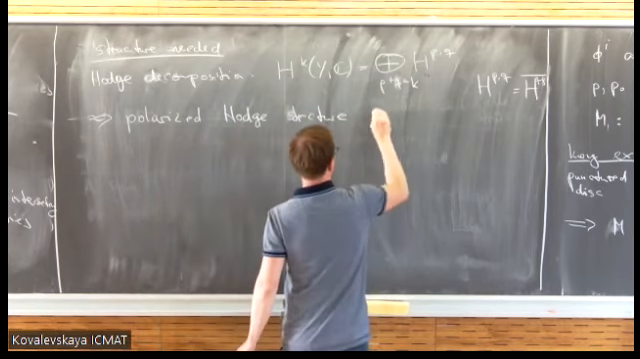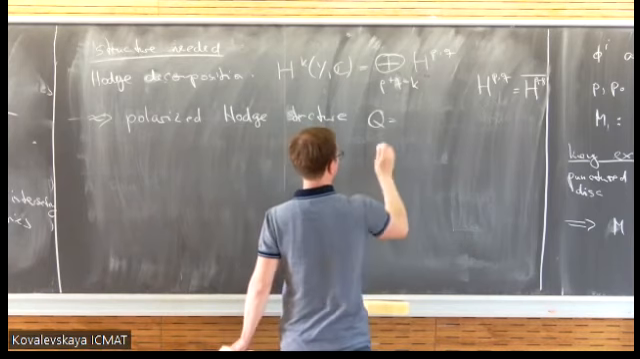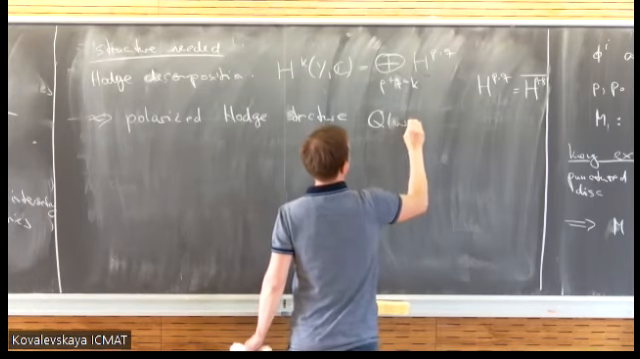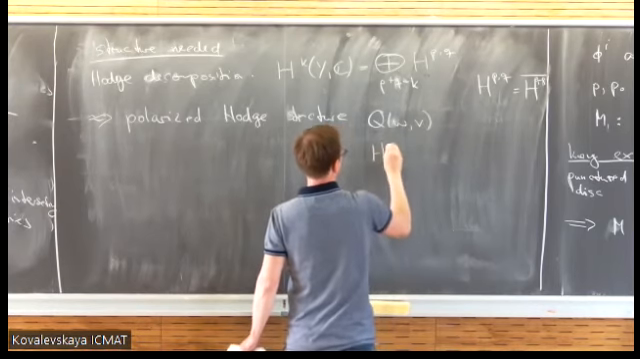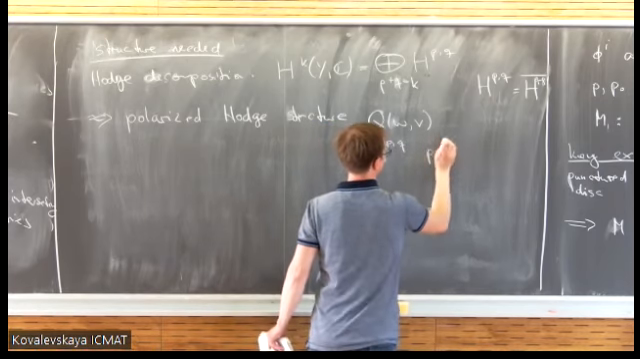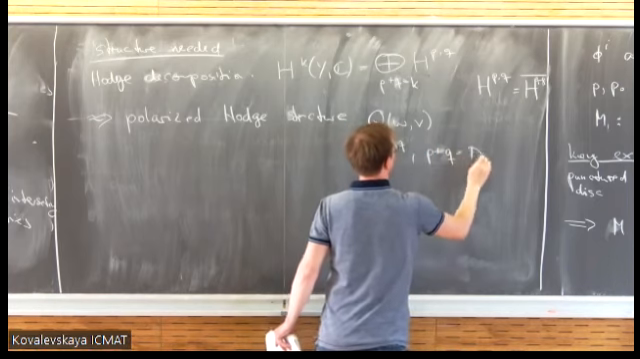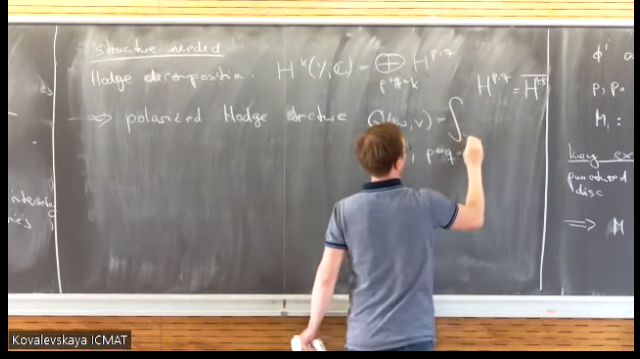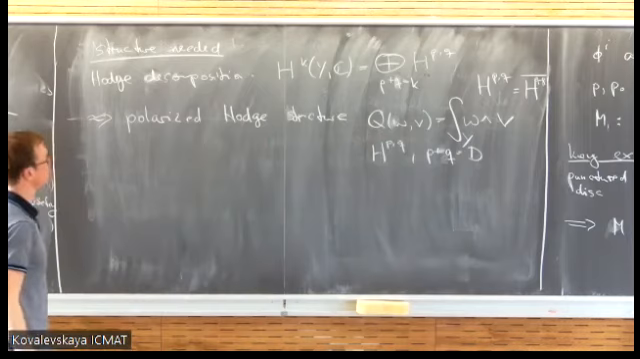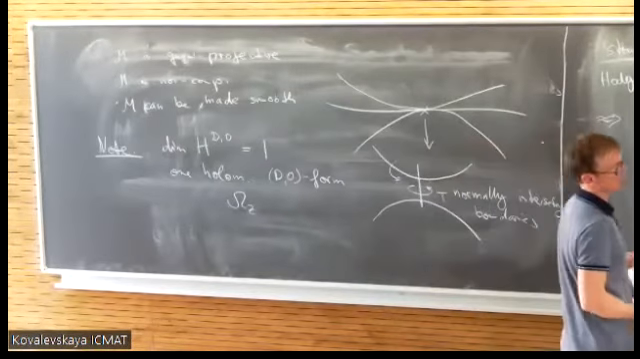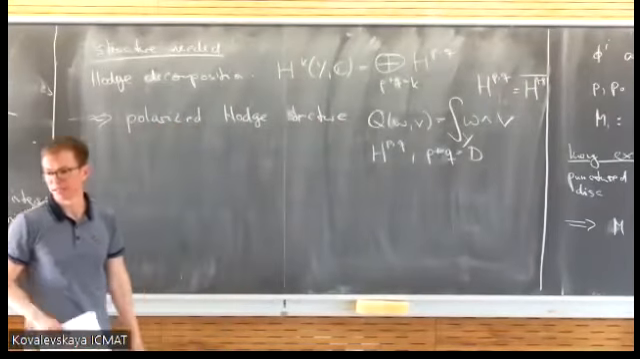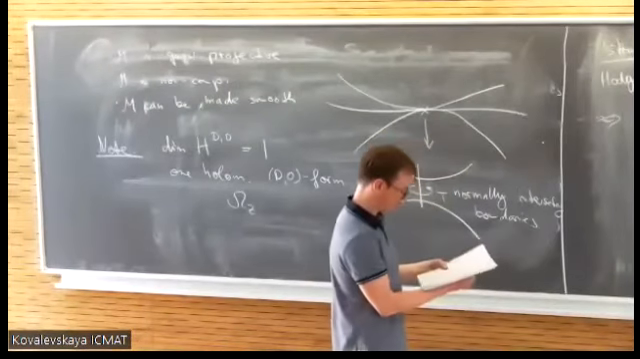And in this polarized Hodge structure, you have a polarization form, which is just, if you look at two elements of H^{p,q}, where p plus q equals d, the integral over Y of omega wedge v. And polarized Hodge structure means that there are some sort of positivity conditions which you can impose. But we will see this in the next lecture. So I can be brief.